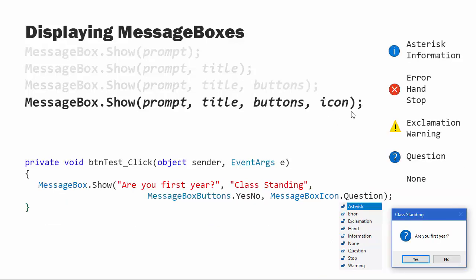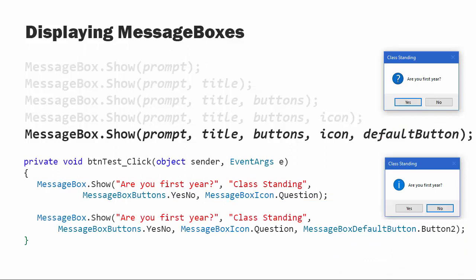A fourth option is to display an icon. So here I have my prompt, comma, my title, comma, the message box buttons I want to display, comma, and then I can do message box icon, press the period, and the IntelliSense is going to give me 9 different options here. Now in reality, there's only really 4 different icons because asterisk and information display the same icon, error, hand, and stop display the same icon, exclamation and warning display the yellow triangle, and then there's a question icon. There's also a none. So here I have chosen question, and I get an icon to the left of the prompt. That's where it's always placed.